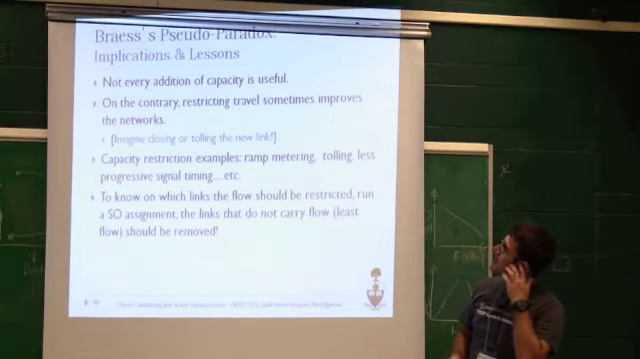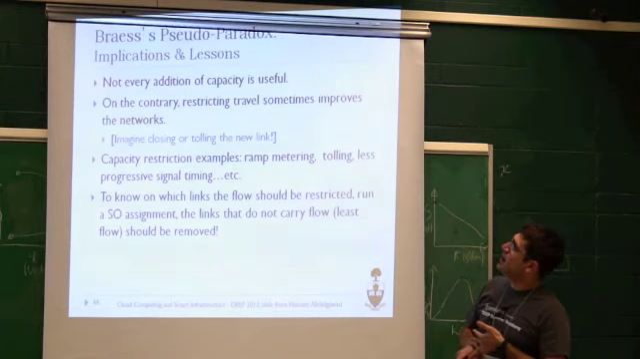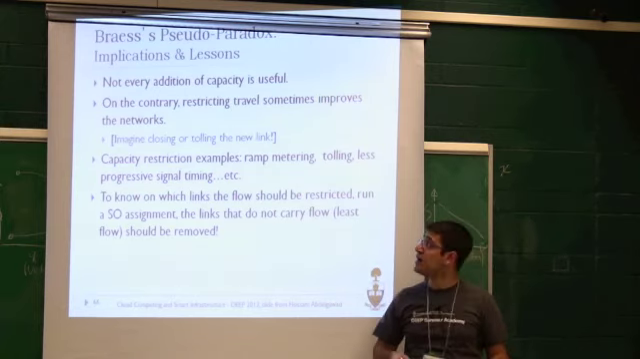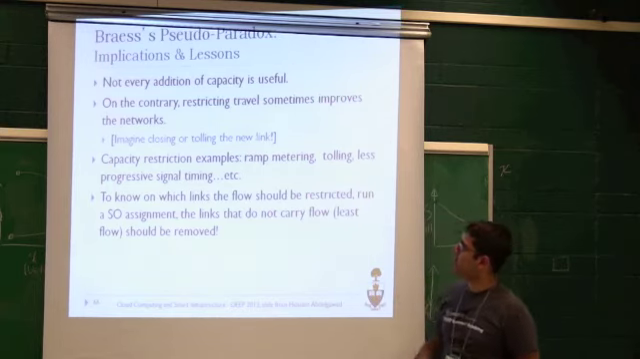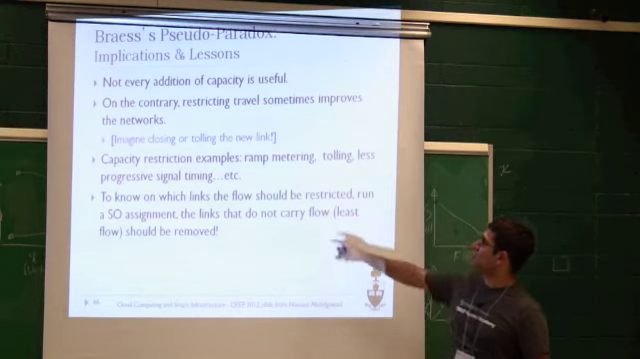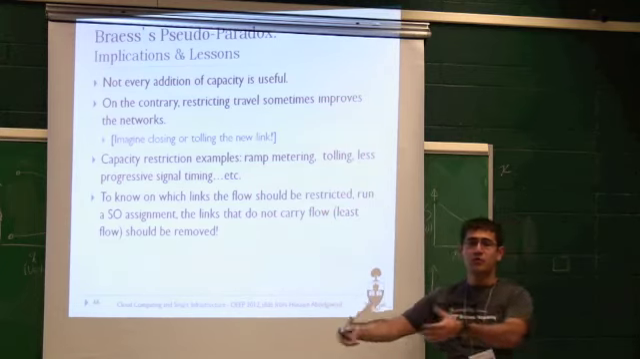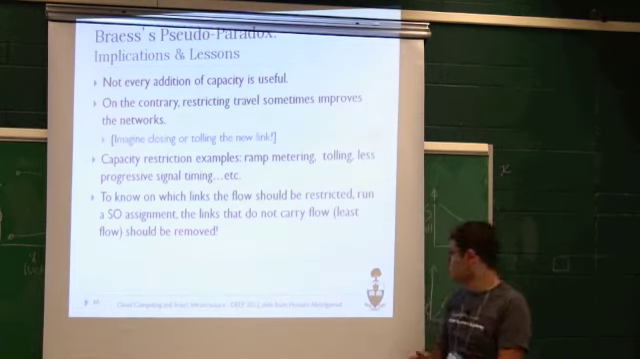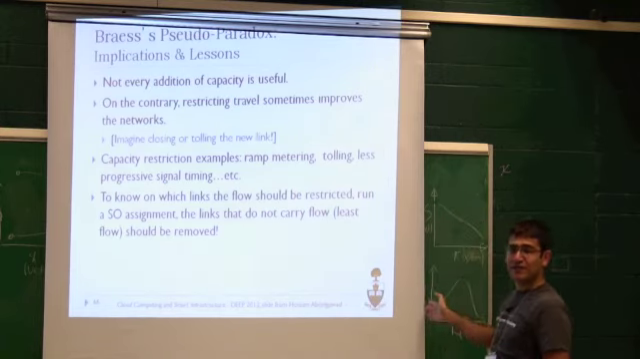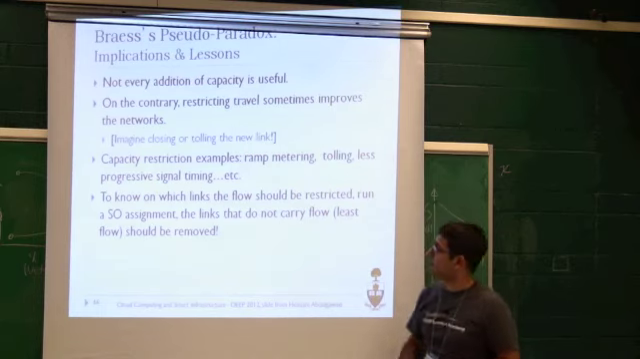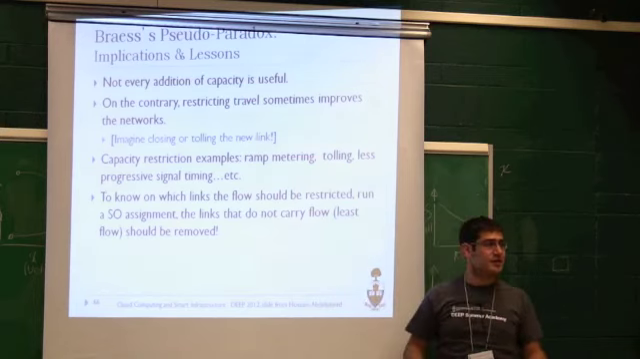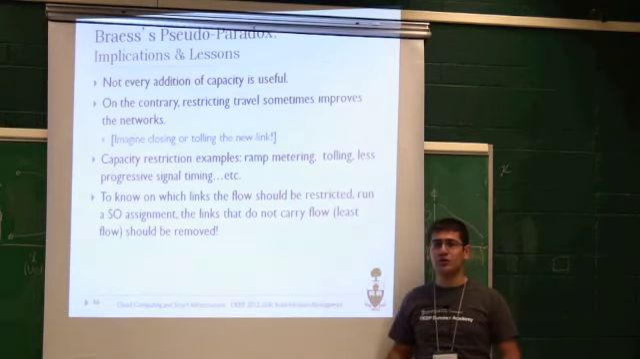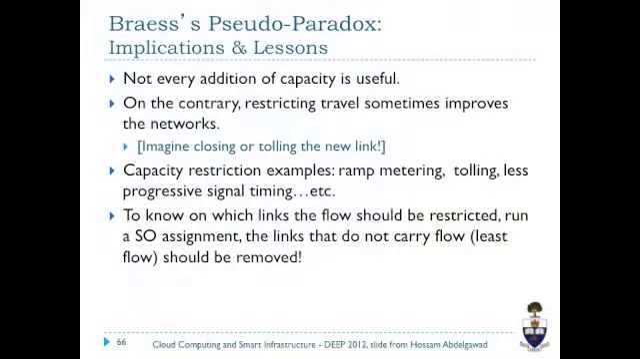Okay, so not every addition of capacity is useful. On the contrary, sometimes restricting travel, such as using tolling or things like that, would actually make people behave in a better way. And capacity restriction examples, such as ramp metering, tolling, all of those things remove some of the demand from the road and make you stick to the left side, which is the uncongested state. Yeah, so basically to know which links are useless, you run system optimal, the links that have very low flow, remove them. You go and block that highway because it's not good for anyone.